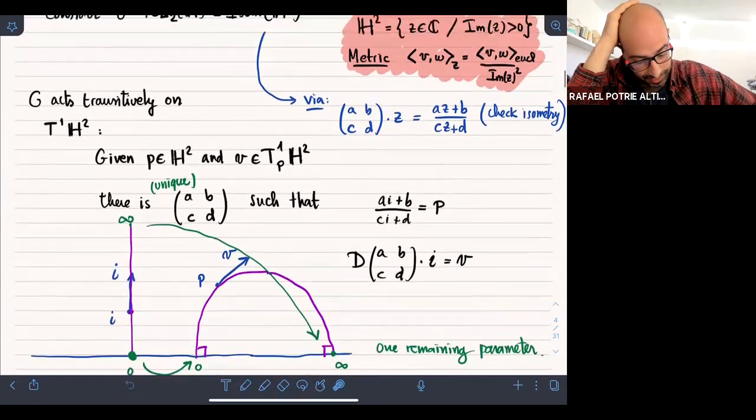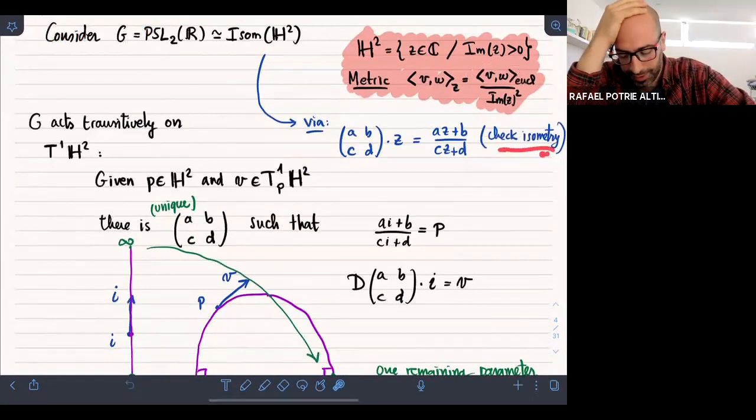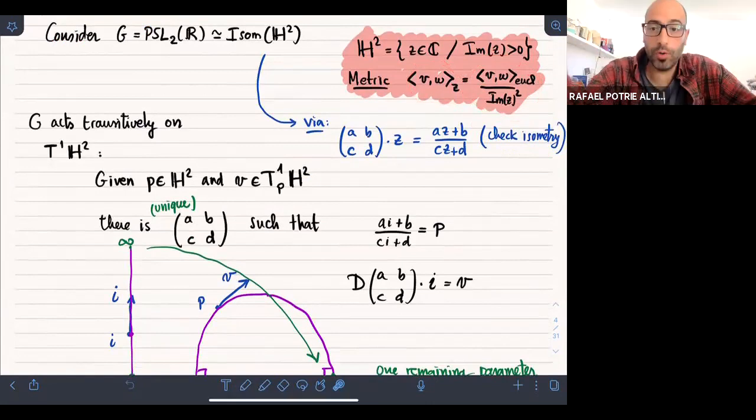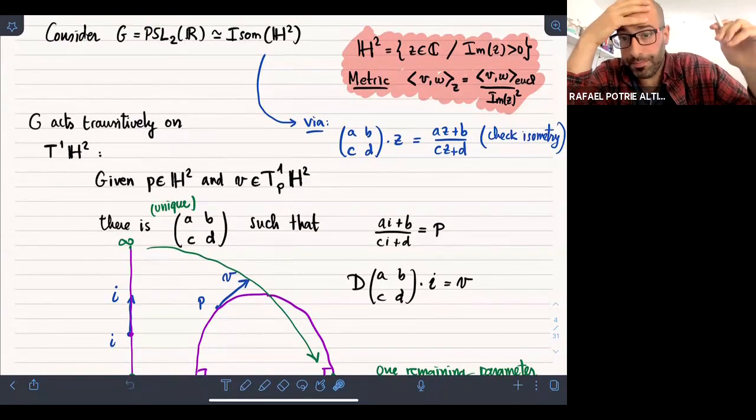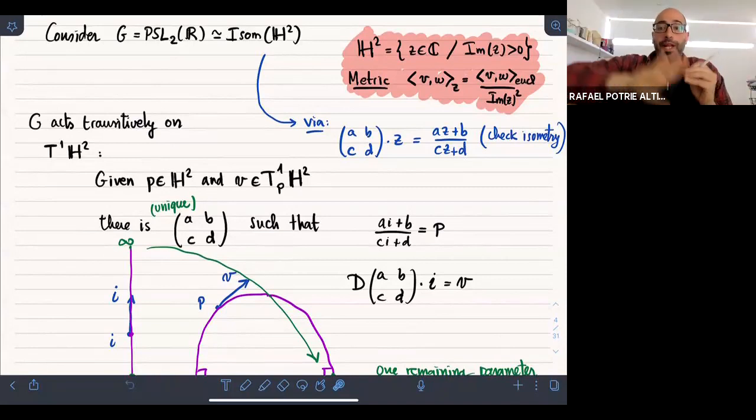Okay, so let me explain that. To check that the Möbius transformations preserve this metric, one way is to decompose a Möbius transformation into simple transformations where you can make the computation directly. Then you need to see that you can go from any point to any point using these Möbius transformations.